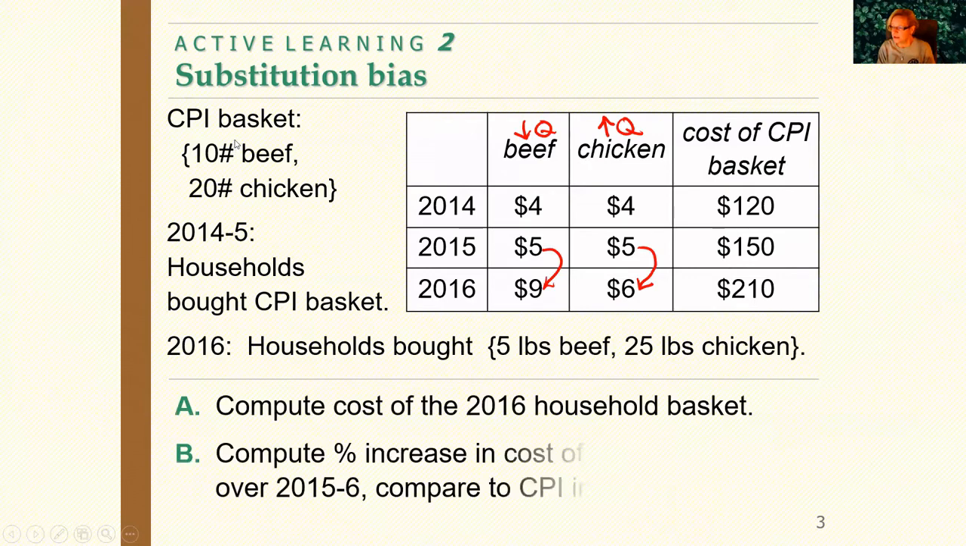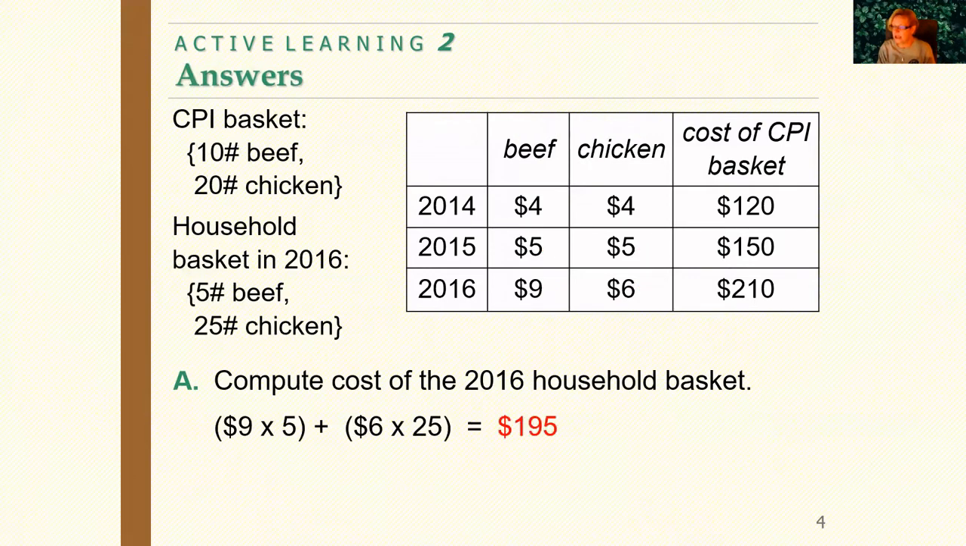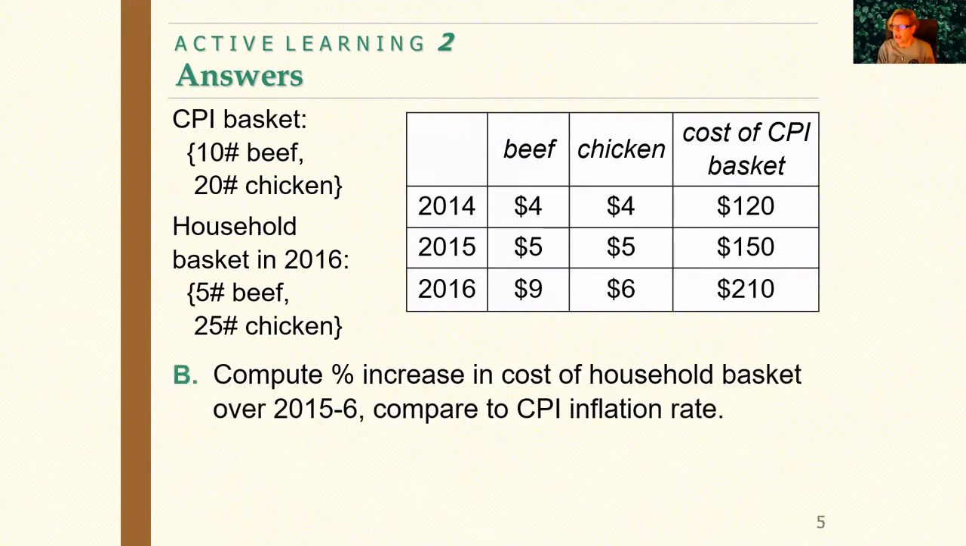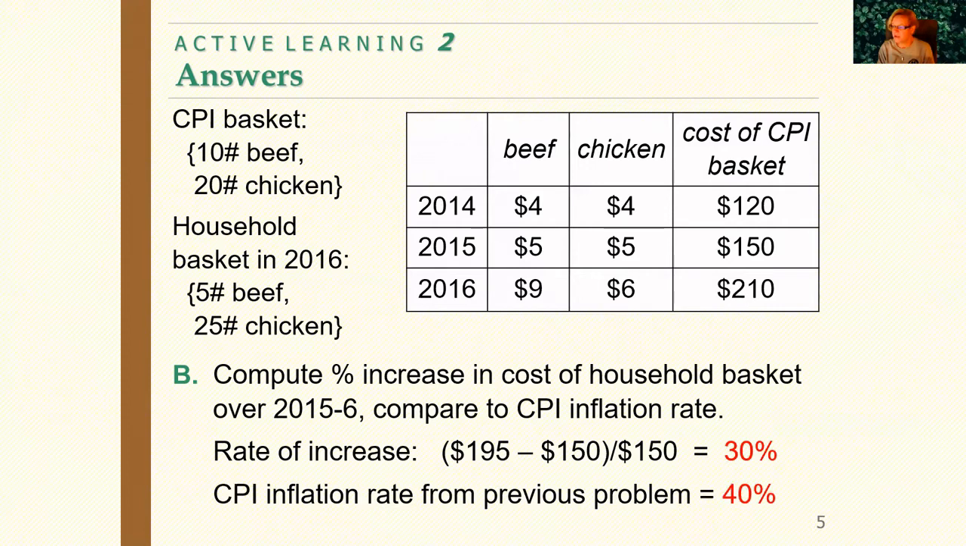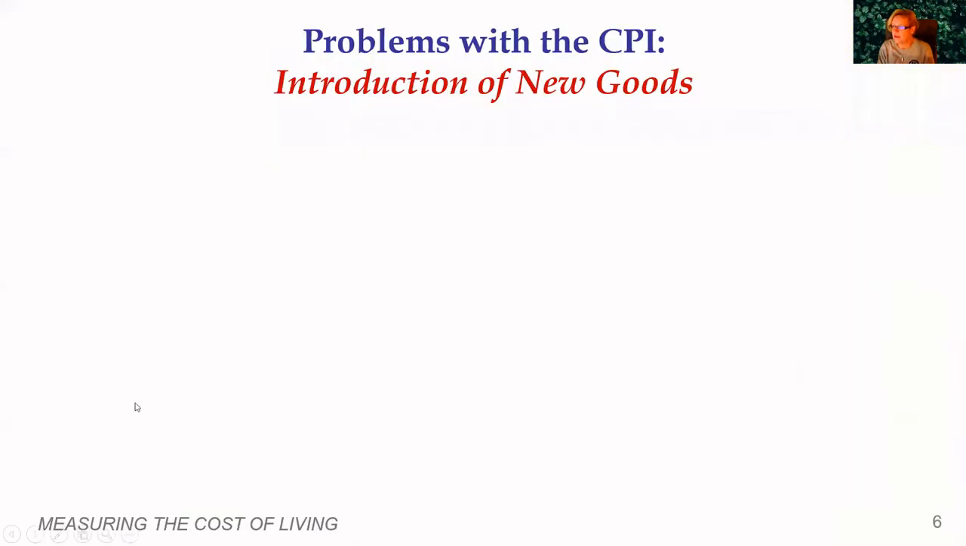So in our previous example, we calculated that the cost of the 2016 basket was $195. Again, the quantity times the price. And then what was the cost of the household basket in 2015 to 2016? So the rate of increase would be 30%. The consumer price index from the previous problem was 40%. So remember that we're relying on the consumer price index. So one of the problems because of the substitution bias is the CPI tends to overstate the rate of inflation because it doesn't account for the fact that people will trade cheaper goods for more expensive ones.